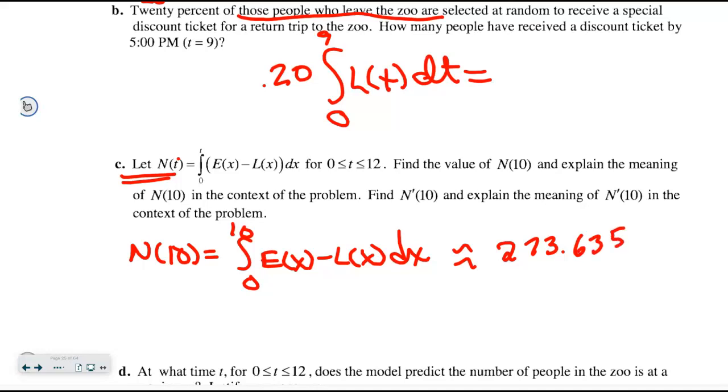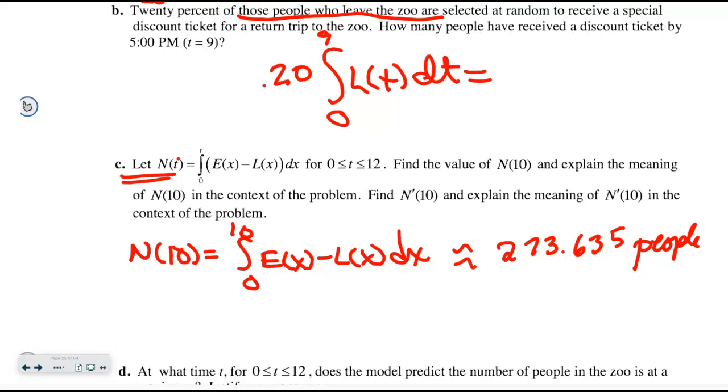Okay, I integrated the people per hour, correct? So this represents 273.635 what? People. That's not enough. Remember I told you you need nouns, units, time. The people, what? The people what? The people who went in, the people who left, the people who are there, the people who are waiting in line. What are they? The people what?